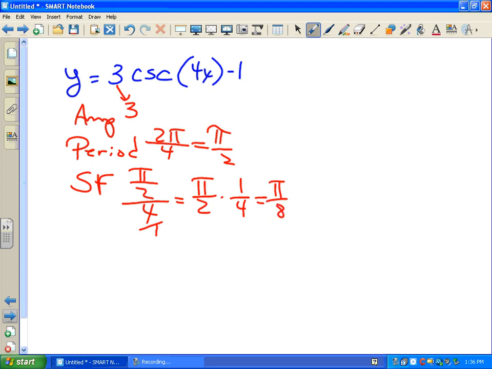So I got to go by 8ths this time. And then the last thing is, does this have phase shift? It does not, because there is no adding or subtracting in the parentheses. Then what in the world does minus 1 do? It minuses the one after you multiply your... And how does that affect my graph?